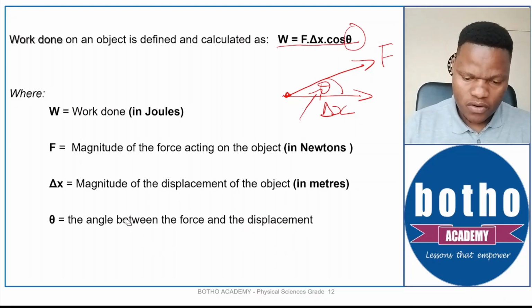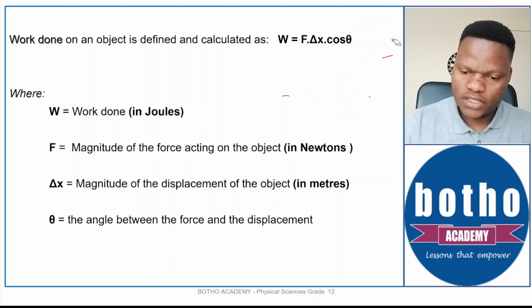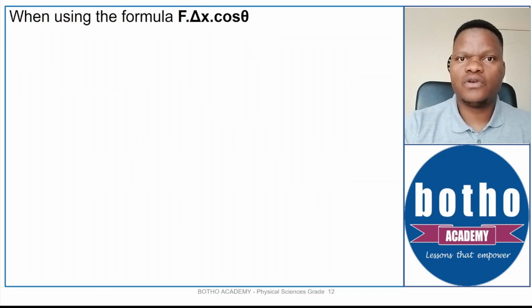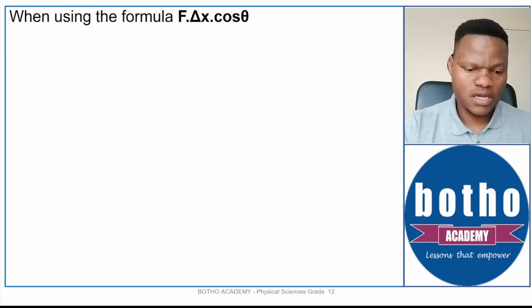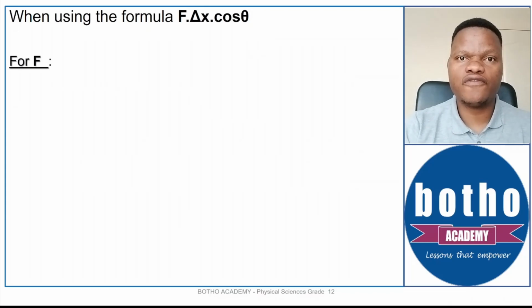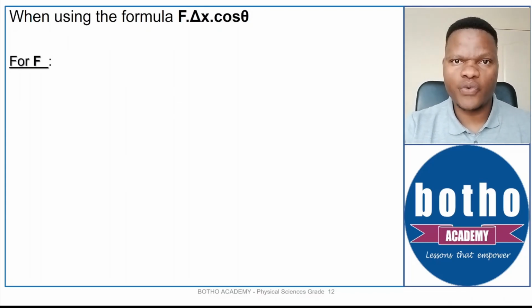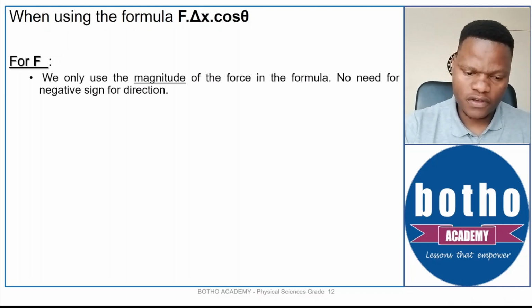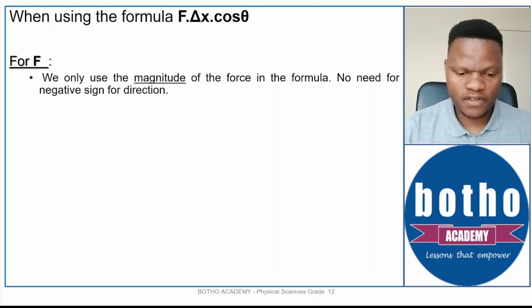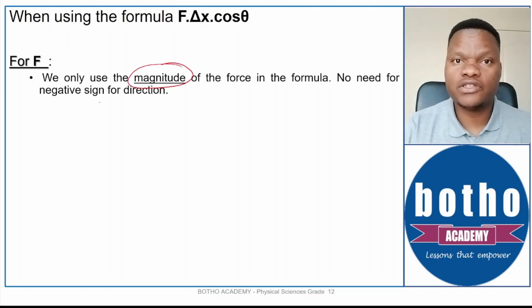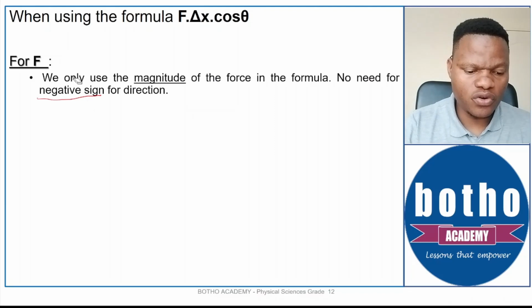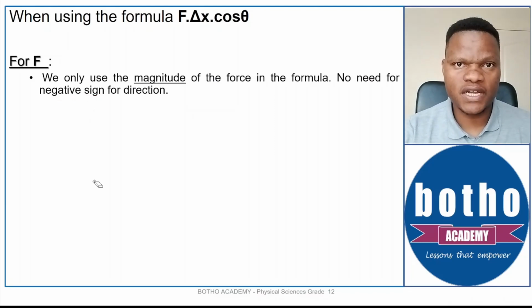All right, now let us move forward and see, when using this particular formula, there's a few things that you need to consider. The first thing is that for the force applied, or the force that is doing work on the object, you only consider the magnitude of the force. Again, it's something that I mentioned in the previous slide. We only consider the magnitude. We don't worry about the direction, which means there is no need for us to put negative signs there.